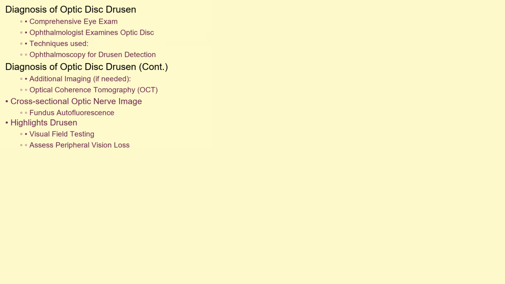These include optical coherence tomography, or OCT, which provides a detailed cross-sectional image of the optic nerve, and fundus autofluorescence, which highlights the drusen due to their characteristic fluorescence. Visual field testing is also crucial to assess for any peripheral vision loss.